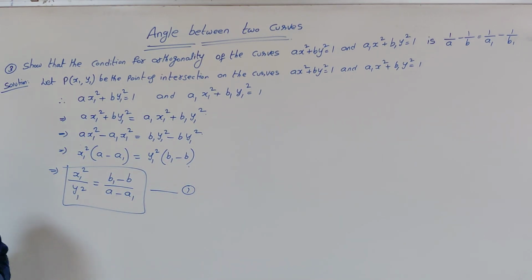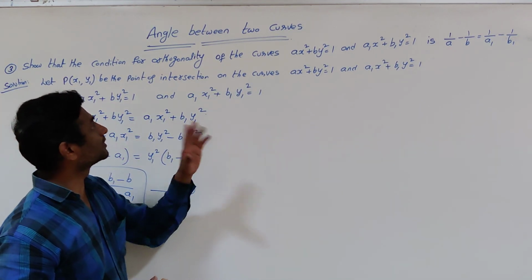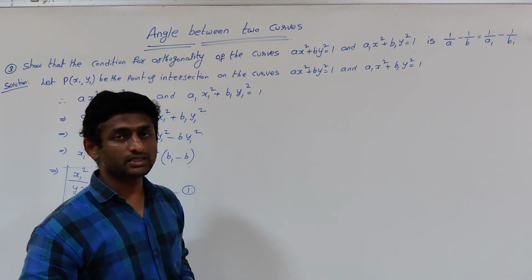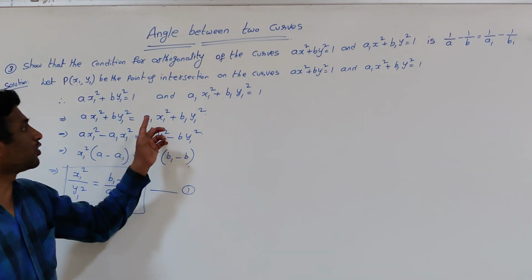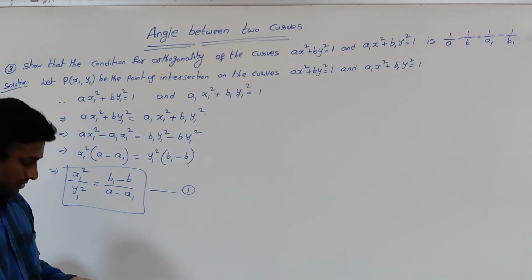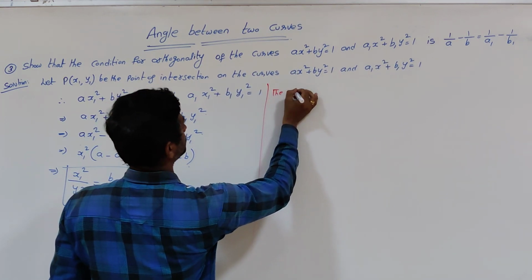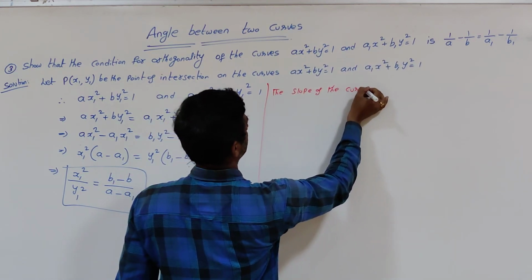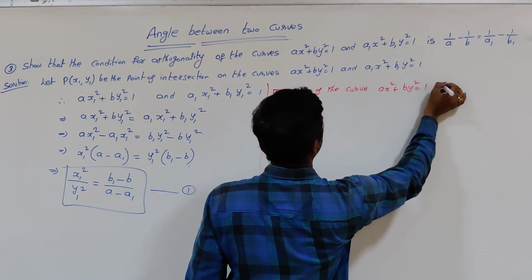Now what is the condition he has given? The angle between the two curves is orthogonal. Orthogonal means the product of the slopes should be minus 1. Means we have to find out the slopes of each curve at the point of intersection, where we have assumed the point of intersection is x1, y1. So now the slope of the curve ax² + by² = 1 is what?